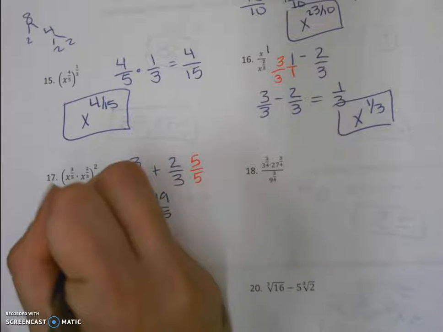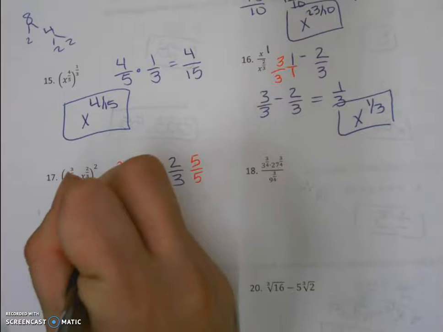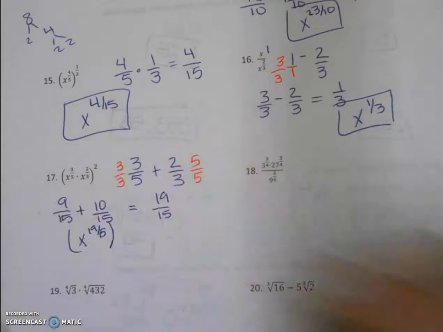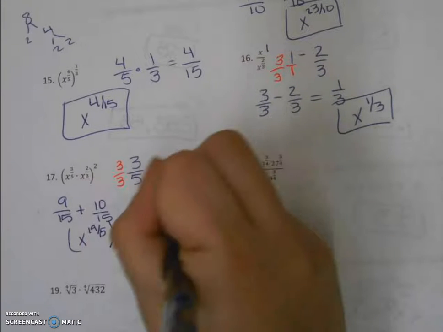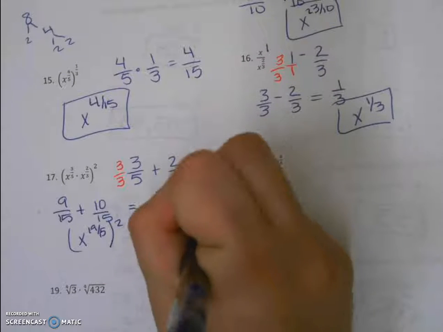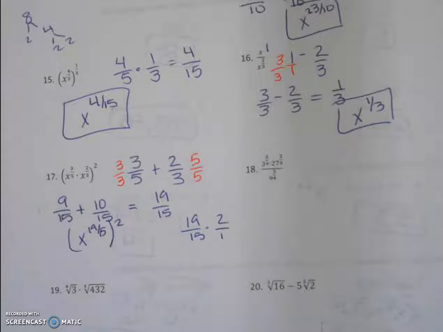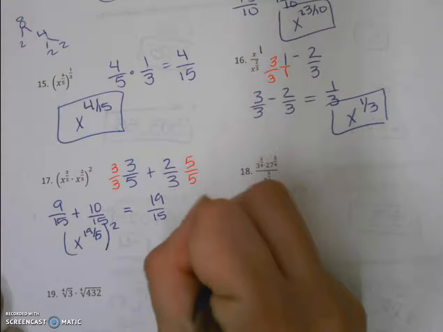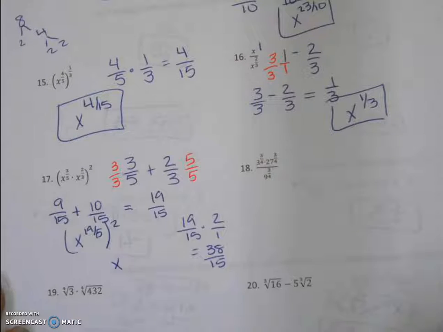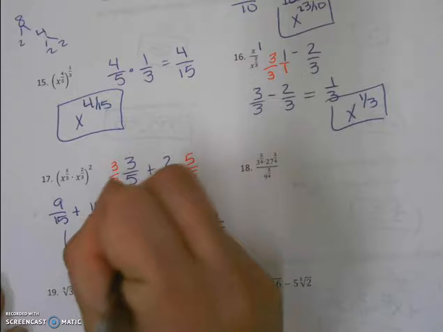So I'm going to rewrite this really quick. I have 19 over 15 as my exponent on the inside, and 2 on the outside. So then I multiply. I'm going to multiply 19 over 15 times 2, and it's got a secret 1. So I multiply straight across. It gives me 38 over 15. So my answer for 17 is x to the 38 over 15.